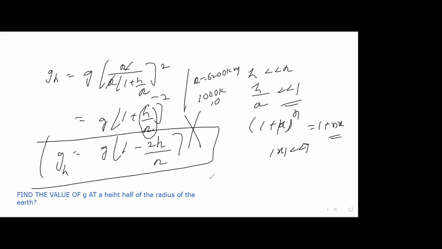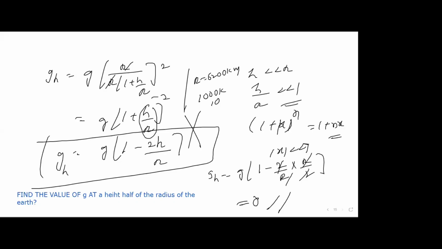If you use this formula, what happens? g_h is equal to g into (1 minus 2h by R). Let us see, the h value is R by 2. 1 minus 1 is 0. At a distance equal to half of the radius of the earth above the surface, the value is coming 0, but practically the value is not actually 0. It has some value. Why is this answer not matching? It is not correct. Why?